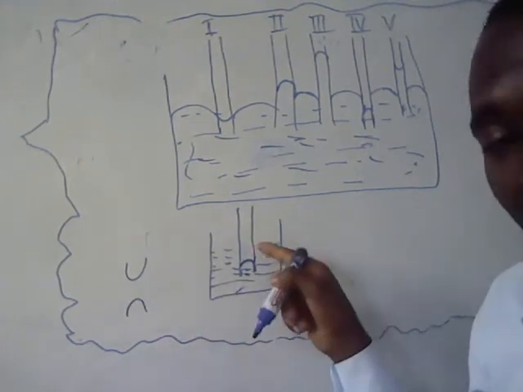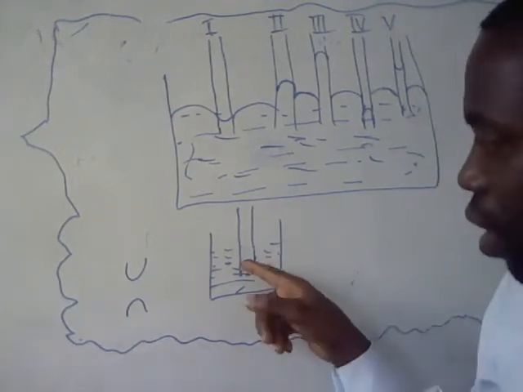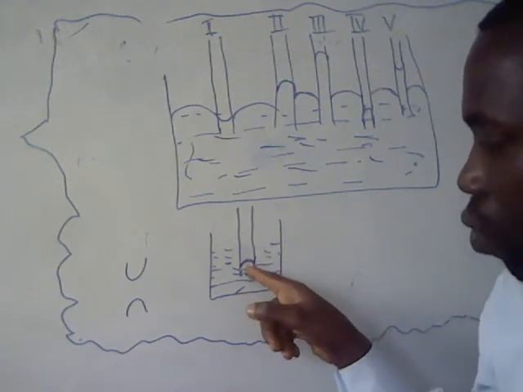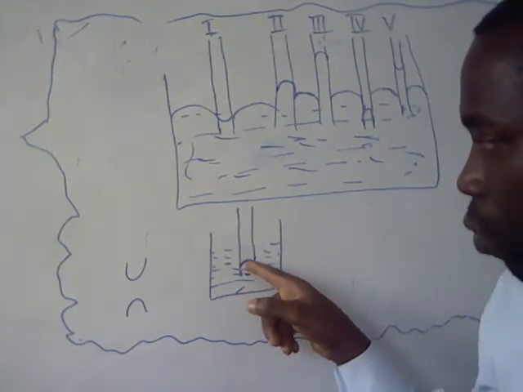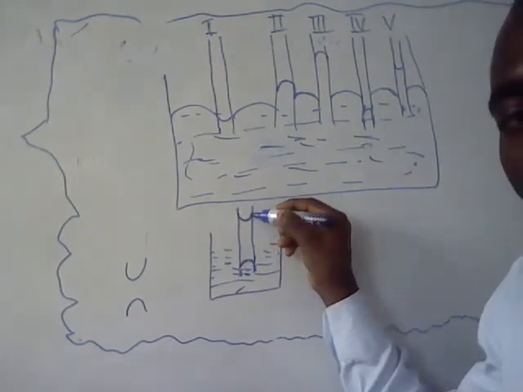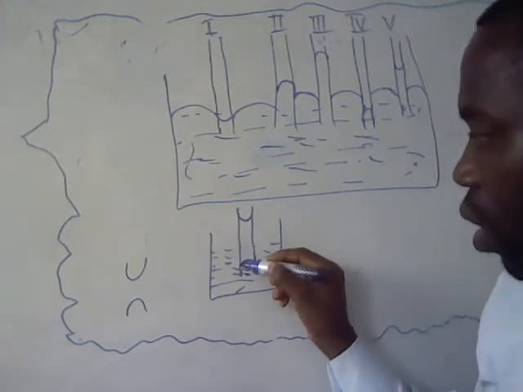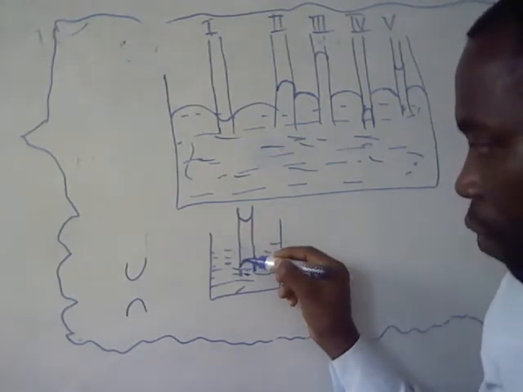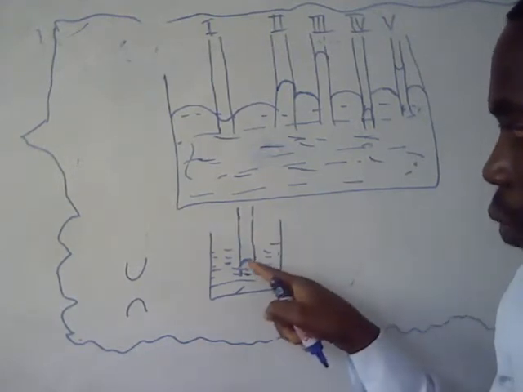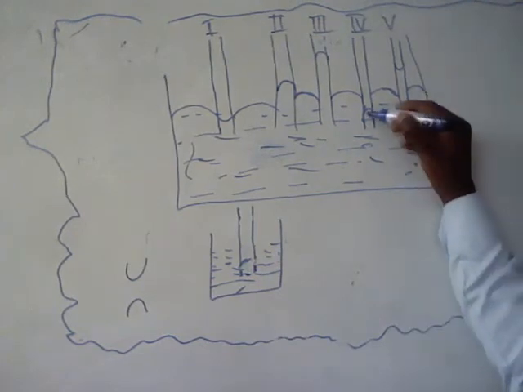If it is water, the level of water inside the tube will rise, and it will now be like this. It will be concave to air. But if it is mercury, which we are dealing with now, the level of mercury will be convex to air. So this is what we are looking for. The tube that has something like this. Look at it. That's Roman figure 4.